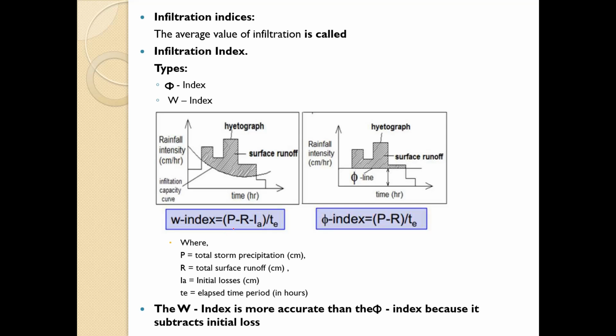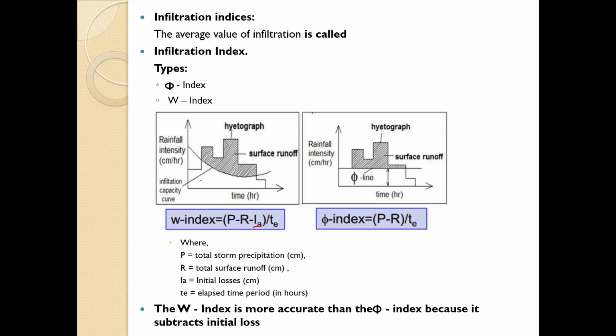For W index, we have the formula (P minus R minus IA) divided by T. And for phi index, we have the formula (P minus R) divided by T. What is P? P is the total storm precipitation, R is the total surface runoff, IA is the initial losses, and T is the elapsed time period. Here you can see both the graphs have been drawn; these are the infiltration indices. The W index is more accurate than the phi index because it subtracts the initial losses. Here you can see the initial losses taken into consideration, and here they are not.